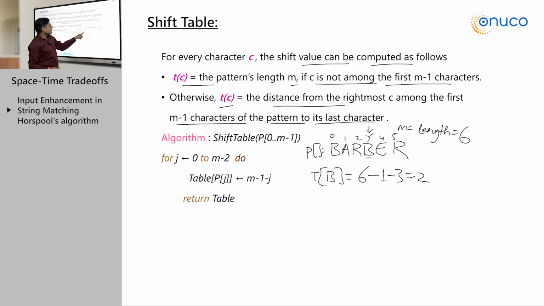In the text we have B, but B and R are not the same. I will give you the example. Then we will see how many shifts you are going to do towards the right, in such a way that B will come aligned to that text.